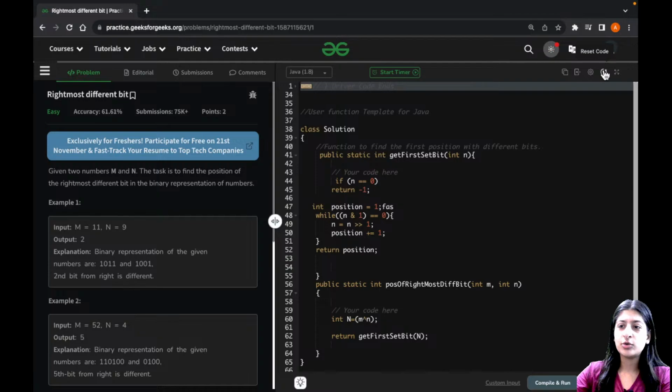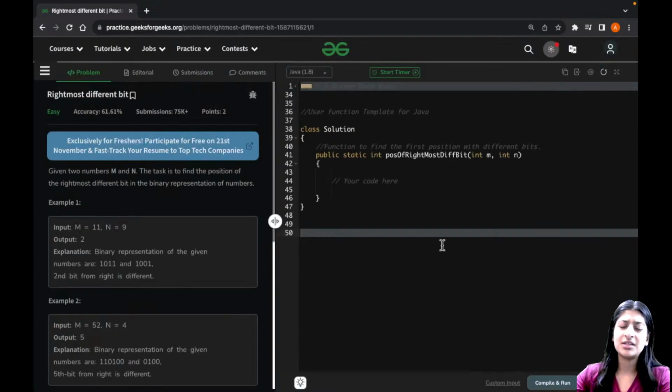In bit manipulation, you will see that the codes are going to be very simple. The codes are just of 1 or 2 lines, but the logic behind understanding bit manipulation goes deep. So you need to pay attention. The questions are easy if you understand the concept of bit manipulation. Okay, so let's start with this question.